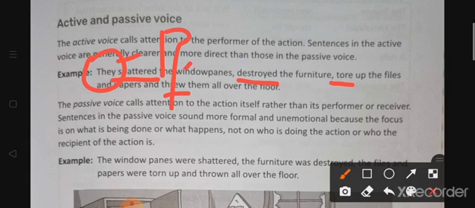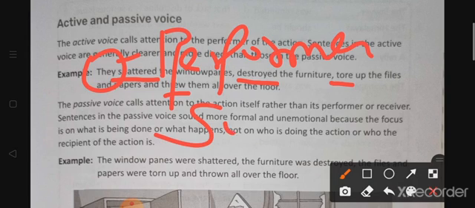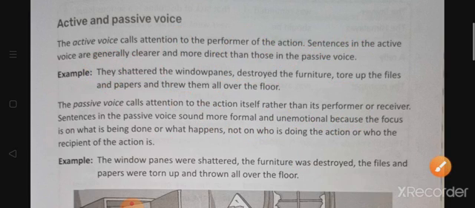ठीक है? Or you can say that it is the subject. It's in the place of subject. So this is your active voice.